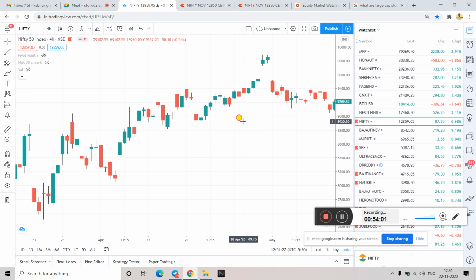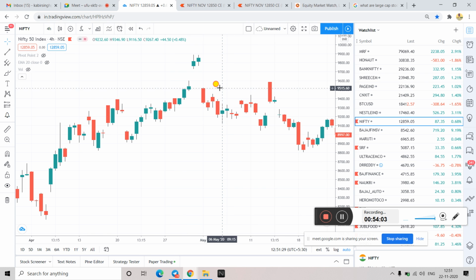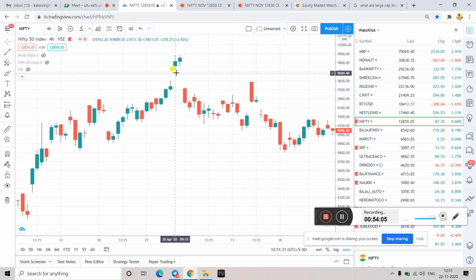These big players will never buy at a high. Whenever the market is falling, at the selling candles they will buy, and at the buying candles they will book profit.